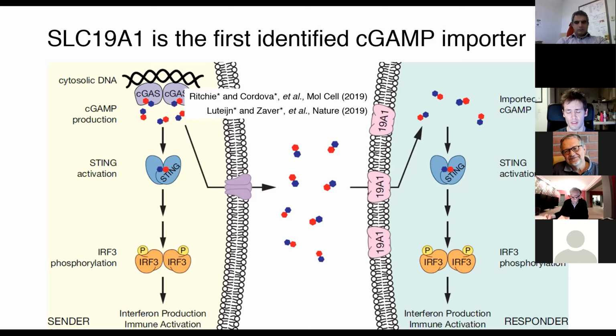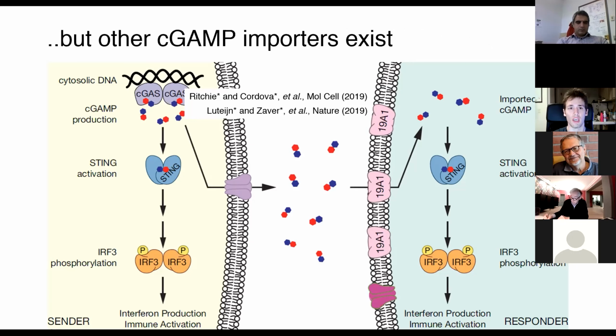However, one of the interesting things that we observed was that when we knocked out SLC19A1 in U937 cells, there still was residual phosphor-IRF3 signaling. There still was presumably cGAMP getting into cells despite us knocking out the cGAMP importer, which suggested to us that multiple cGAMP import mechanisms must exist.